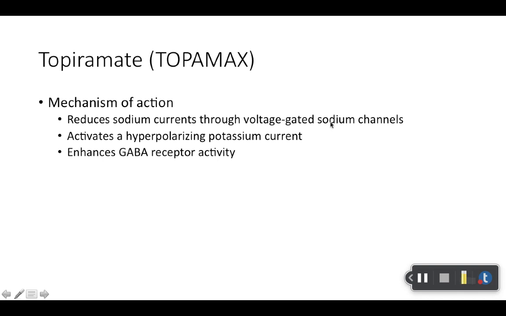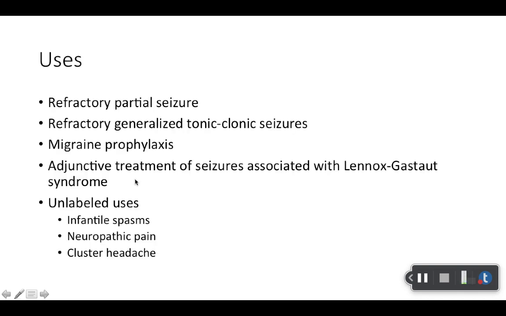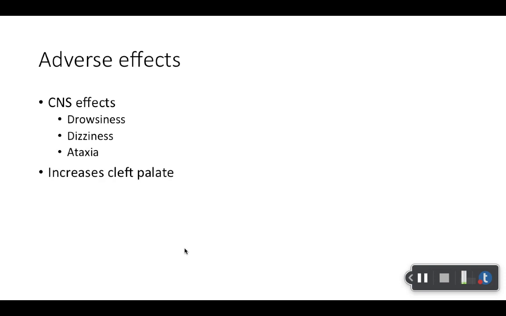Topiramate, Topamax is the brand name. You usually hear the brand name too. Again affecting the sodium channels here, but also has some effect on GABA. This one has a lot of different uses. Notice it has migraine prophylaxis as well as seizures, and then also unlabeled uses: neurovascular pain, some headaches, spasms too. So you see this one popping up in inpatient, outpatient, psych hospital, etc.